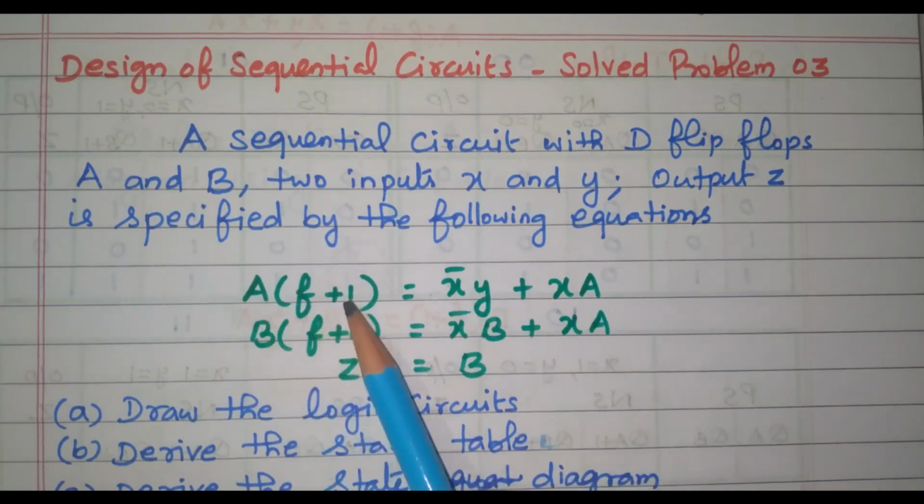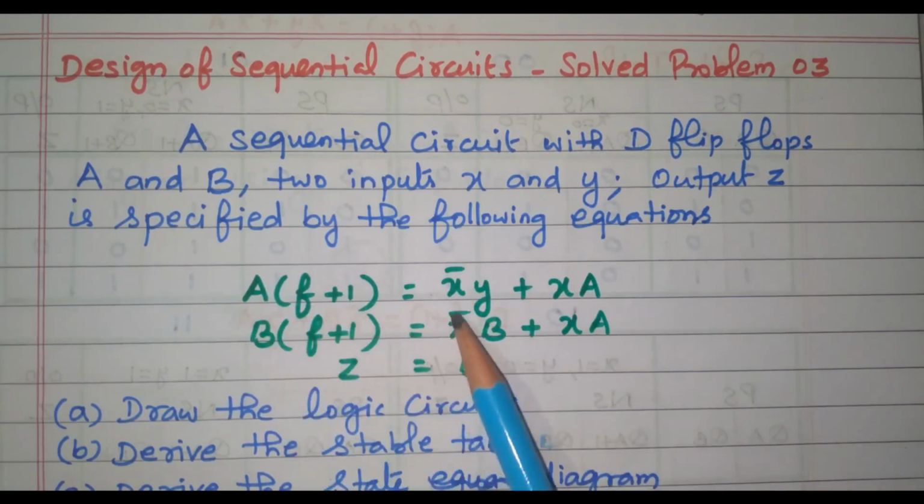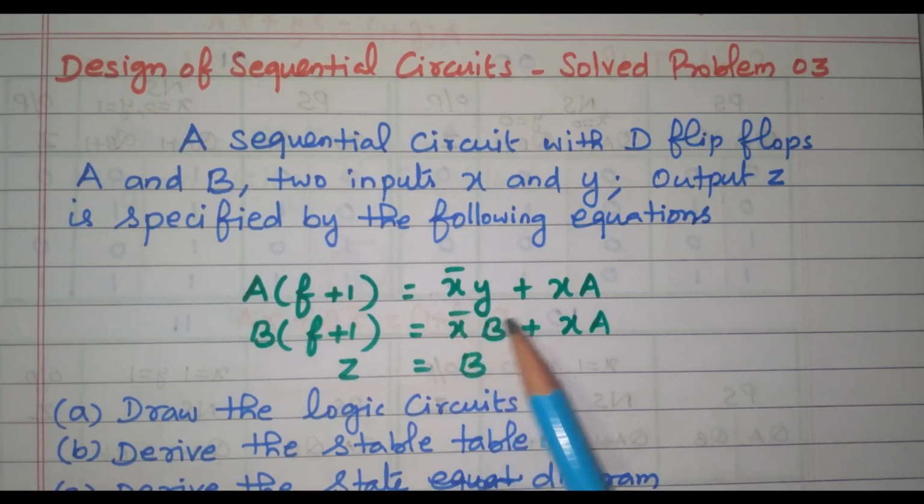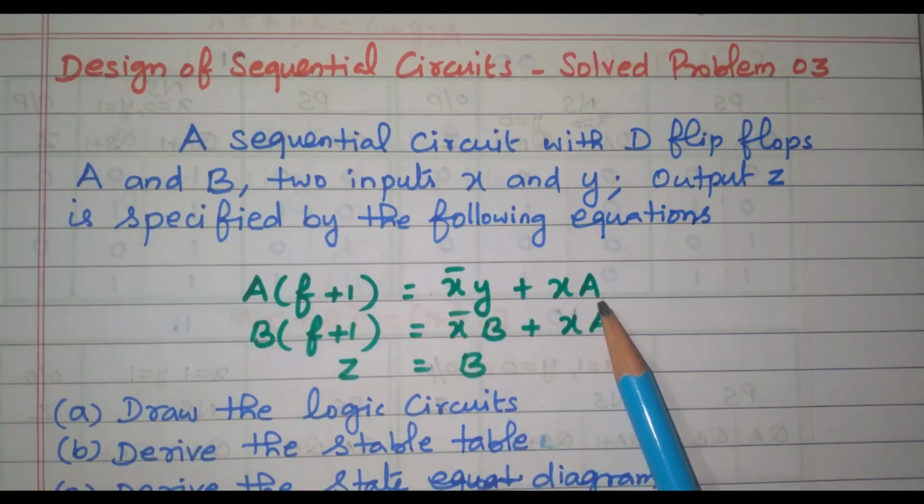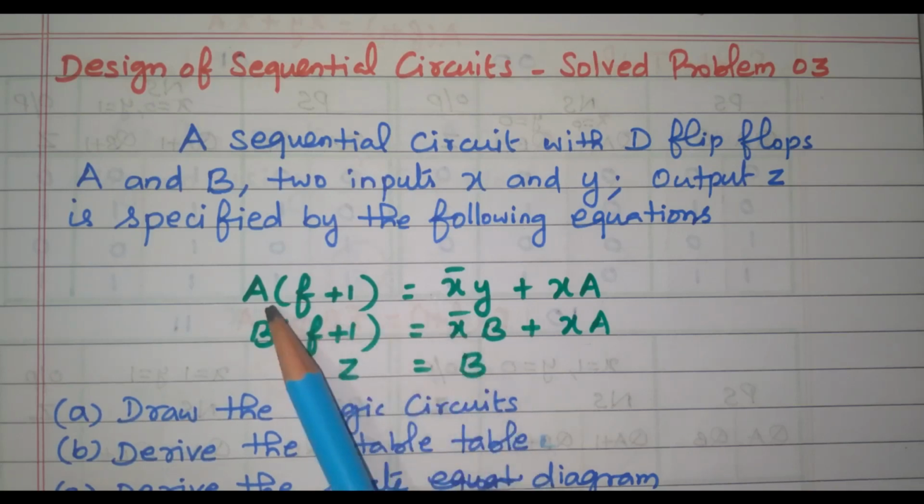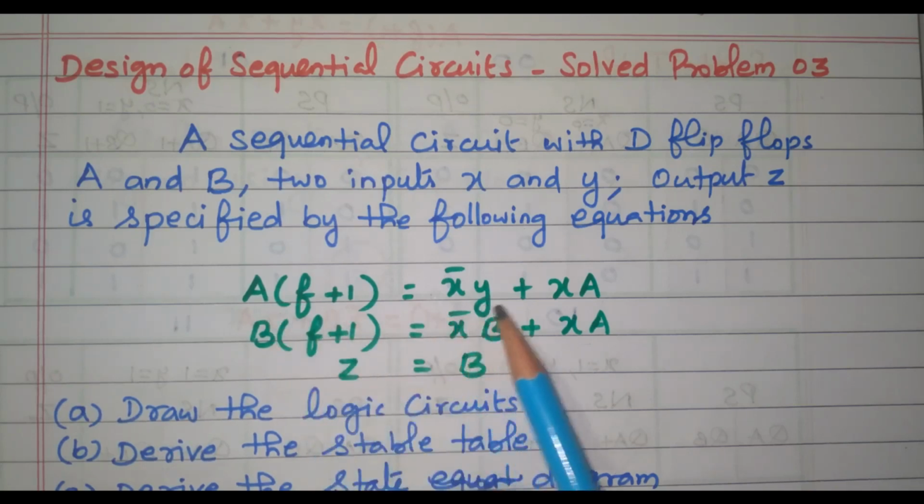A of t plus 1, that means the next state, equals x bar y plus x into A. B of t plus 1 equals x bar b plus x into A. Then output z equals b. So, the next state of A is given as x bar y plus xA, the next state of B is given as x bar b plus xA, and z equals b.